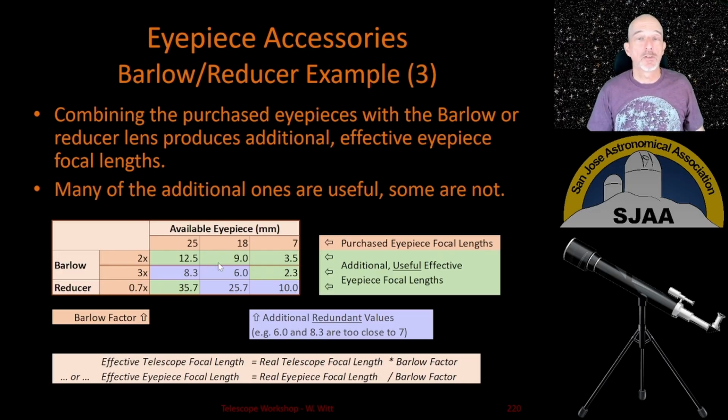So this is something that you want to think about when you go shopping. You essentially want to consider, what do you end up with here, and what do you get here, given all the eyepieces that you have or want to buy and given the Barlow or reducer elements that you want to buy. Make sure that you don't buy stuff that gives you lots of useless redundant combinations. You want to make sure you maximize the various useful combinations.